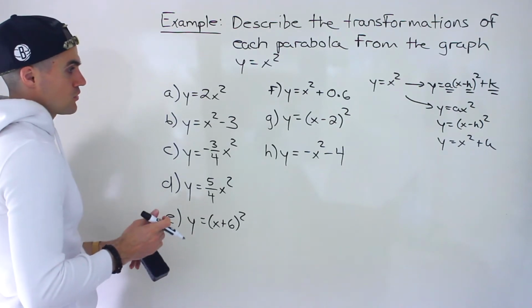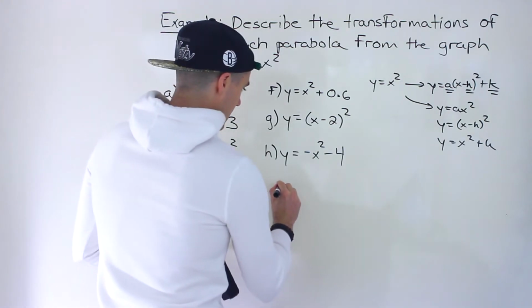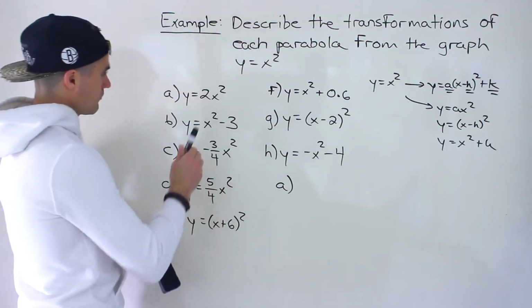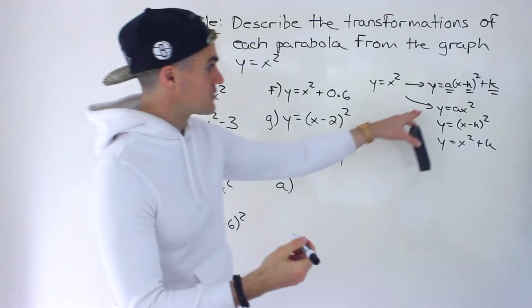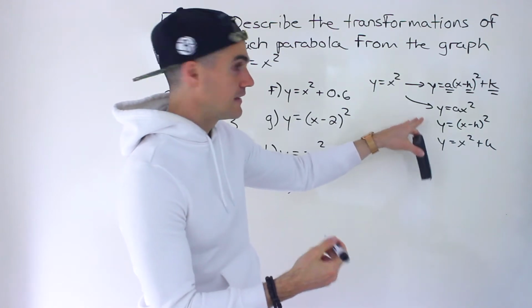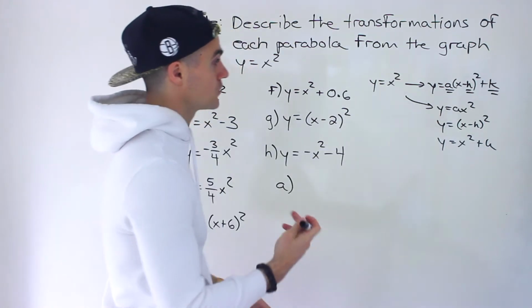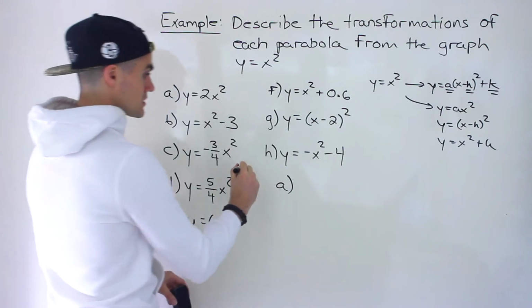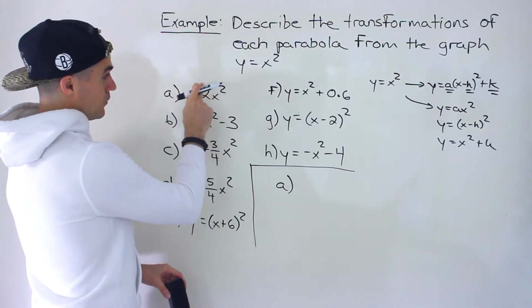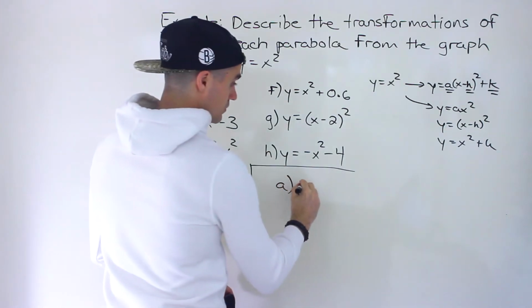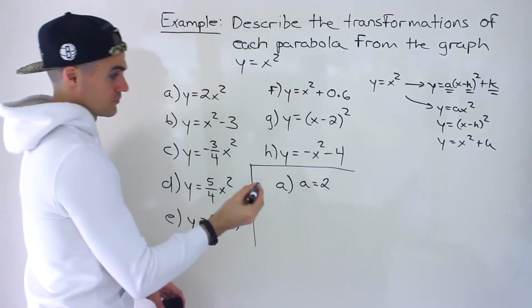So let's go through each of these. I'll write the answers starting over here. Notice first we got y equals 2x squared. Which of these three formats is it in? Well, it's in the y equals ax squared format. Let me actually put a line here. For part A, we have an a value of 2.